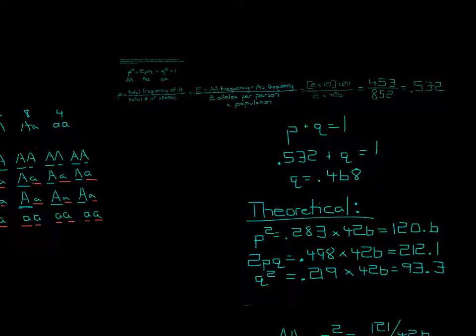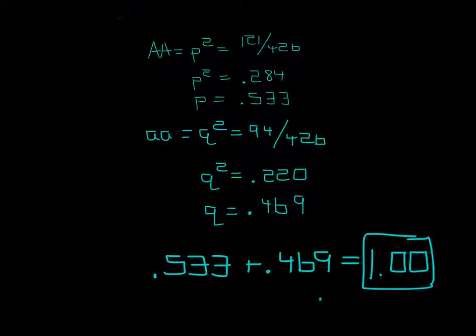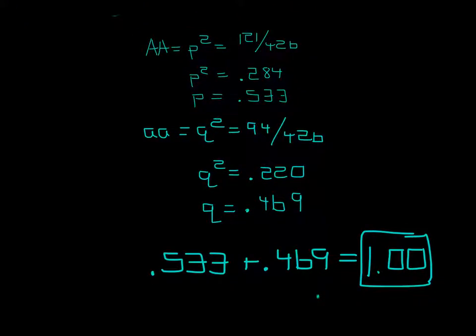And so I just want to show you a faster way of solving this problem. You can have your homozygous dominant, and this is the genotype frequency, p squared. So we were given that there's 121 people with this frequency, so it's 121 people over 426. That would give us p squared is equal to 0.284. So then if we find the allele frequency, it'd be 0.533.